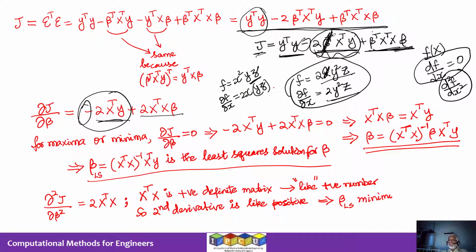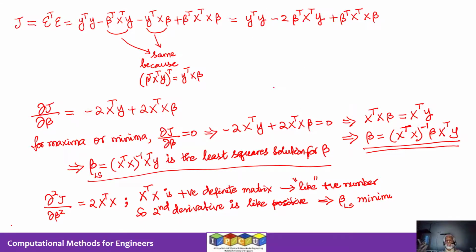Likewise, this beta transpose beta is something like x squared. So if you take the derivative of x squared with respect to x, you get 2x. Likewise, if you take the derivative of this term with respect to beta, you will get 2 times beta. So it should not be surprising that you get this as the derivative of this term with respect to beta. Of course, you have to take a multivariable calculus textbook and do this rigorously.